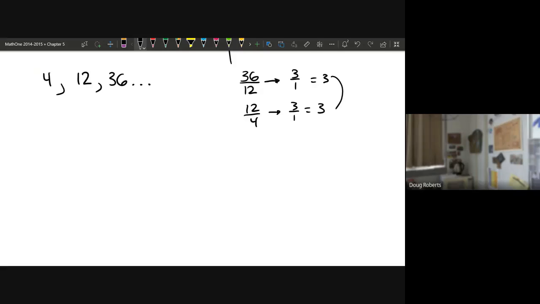Because you're right, a negative number to an even power is positive, but a negative number to an odd power would be negative. So you'll see it switching back and forth. All right, so what else? Okay, so let's go and write down what we know here. We have our common ratio.